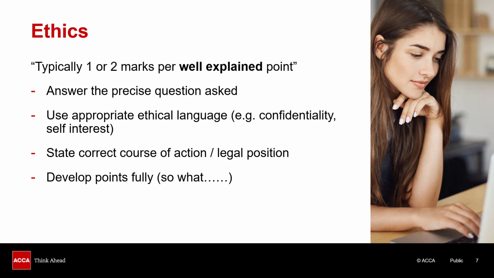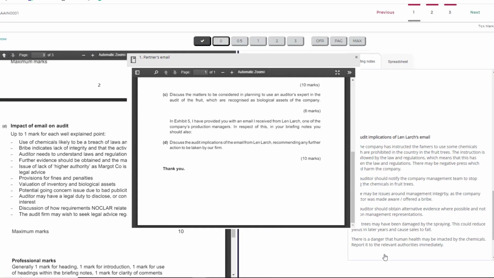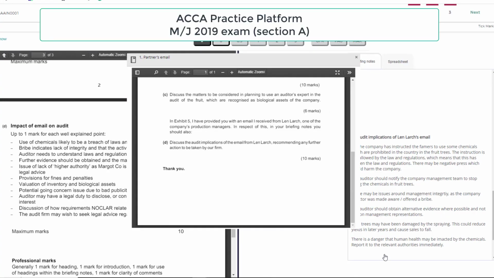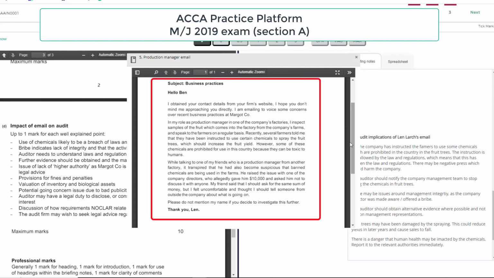Let's now have a look at an actual exam answer so that we can put some of this marking into practice. Here we are back in the March-June 19 exam for AAA from the ACCA's practice platform. We're doing part D of the first case study question. Discuss the audit implications of this email from Len Larch, recommending any further actions to be taken by our firm. And here's that email. We're told about some sharp practice around using chemicals that are banned and a little bit of bribery thrown in for good measure as well.